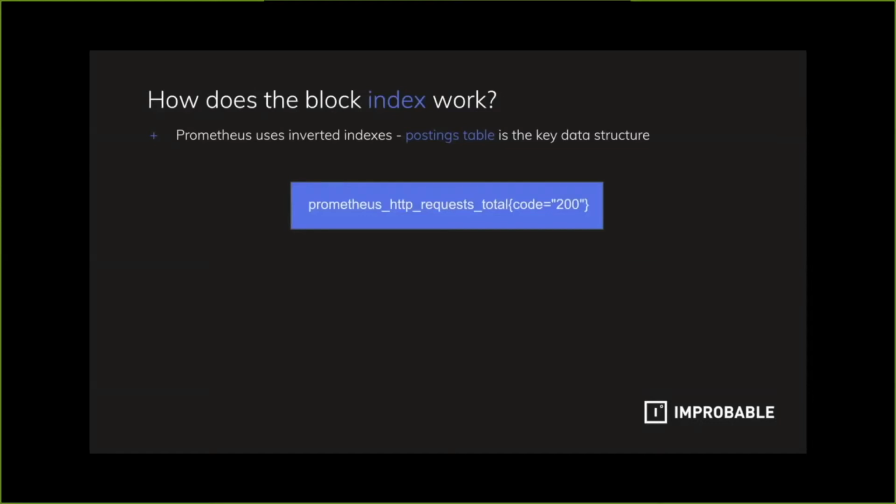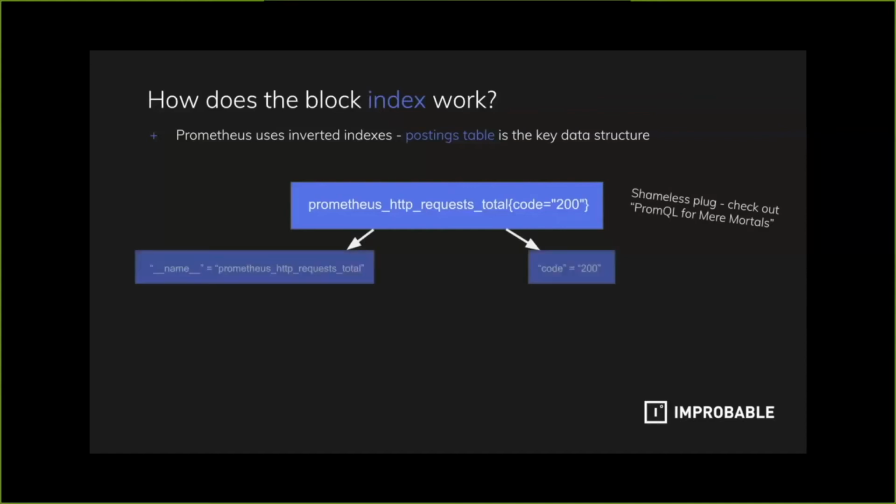PromQL is the language used to query data in Prometheus. Last PromCon, I gave a talk called PromQL for Mere Mortals, so shameless plug to go check that out. When we query Prometheus, we say, hey, please return to me all of the series in the TSDB that match my query. And the query we're looking at here consists of two labels.